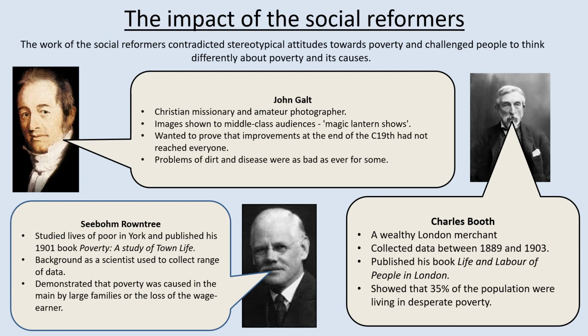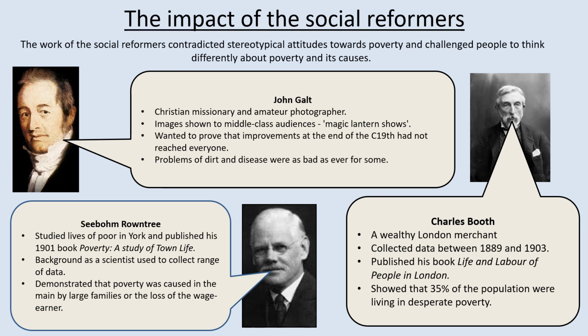So in the year 1900, there were the social reformers that you need to know about. So there's John Galt, who was a Christian missionary and amateur photographer, and he showed images of working class lives and what he called magic lantern shows to middle class audiences to raise awareness of poverty. He wanted to prove that the improvements at the end of the 19th century had not reached everyone, and he said that problems of dirt and disease were as bad as ever for some.